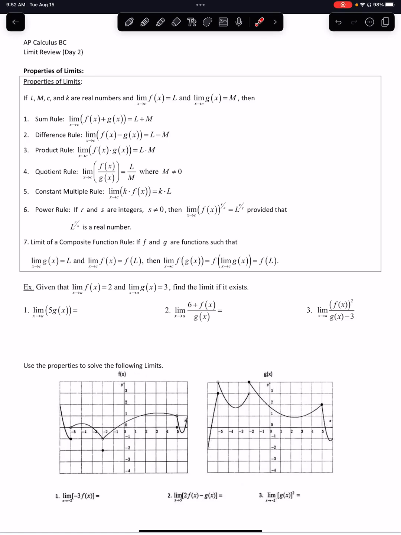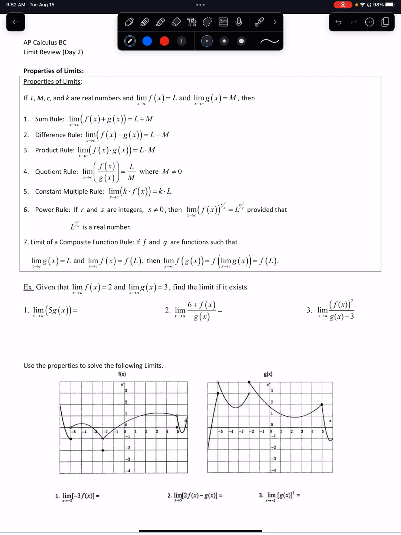Hello, welcome back. We're going to continue our review of limits today, but today what we're going to be looking at are the properties of limits and some special trigs. So let's go ahead and just delve into the properties of limits. They're pretty easy to do.